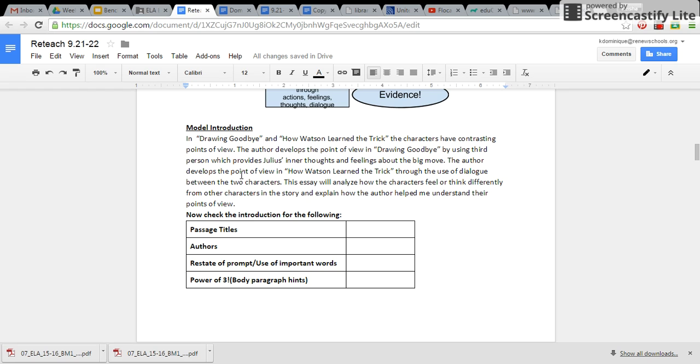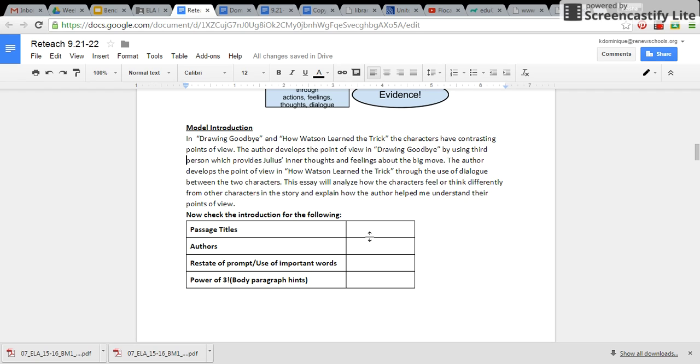The author develops the point of view in How Watson Learned the Trick through the use of dialogue between the two characters. This essay will analyze how the characters feel or think differently from other characters in the story and explain how the author helped me understand their points of view.